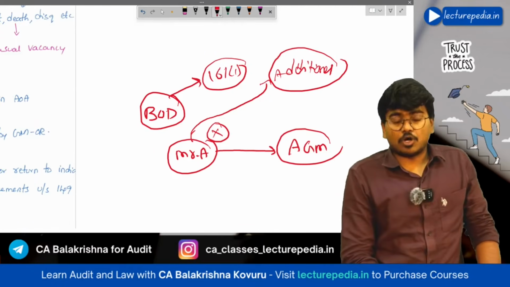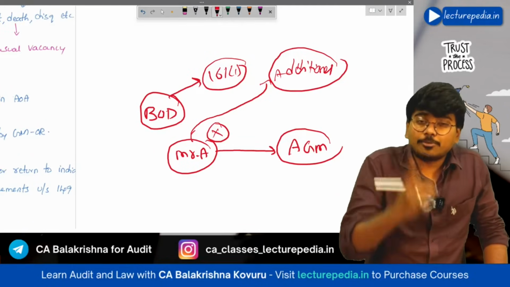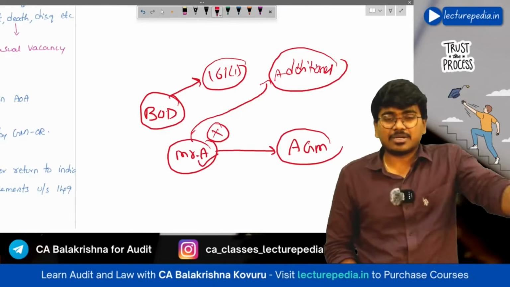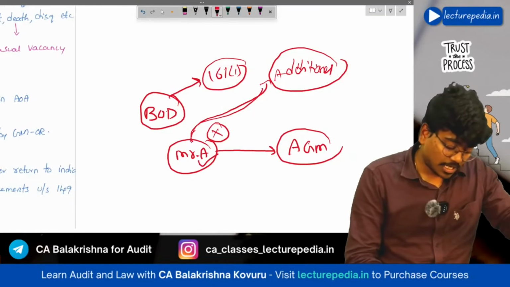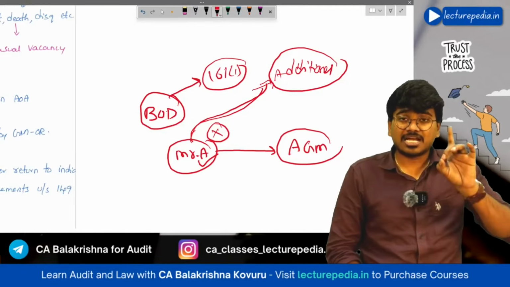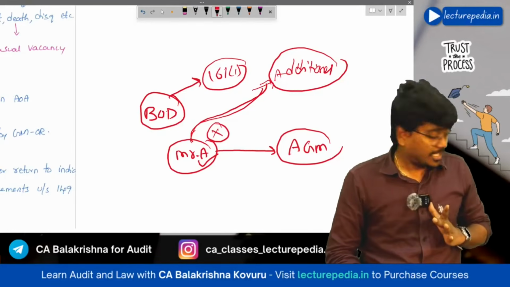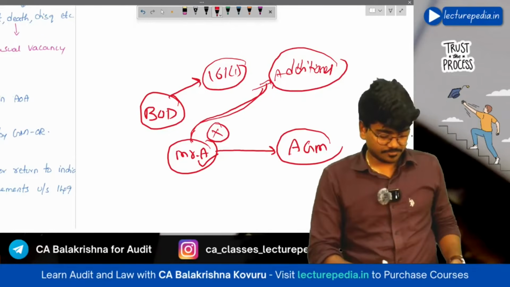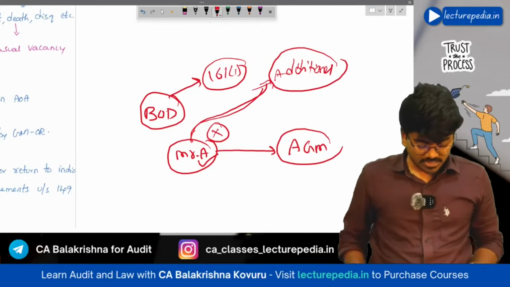a rejected person cannot be appointed as additional director. Once the shareholders reject any person as a director, he cannot be appointed as an additional director. This is called a backdoor appointment. This kind of backdoor appointment cannot be made if the person is rejected by the shareholders in the AGM. Hope this is clear.